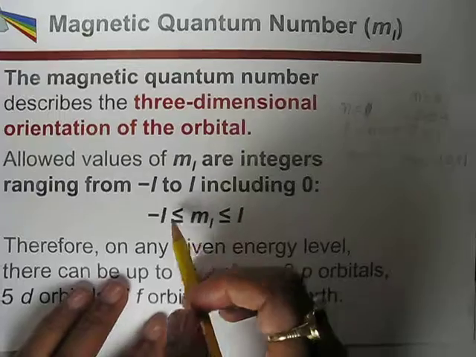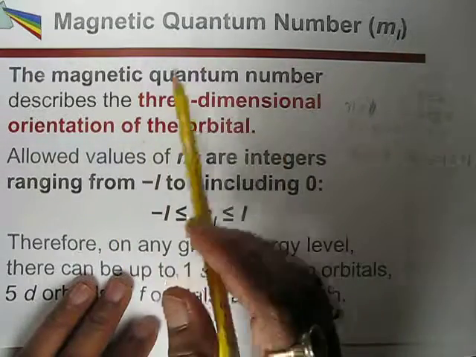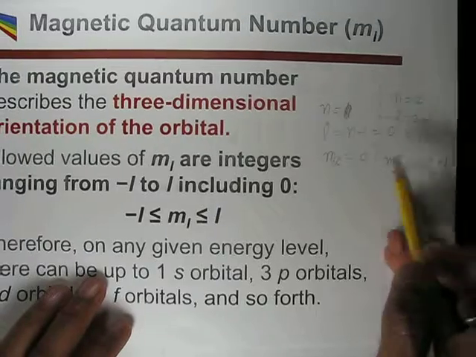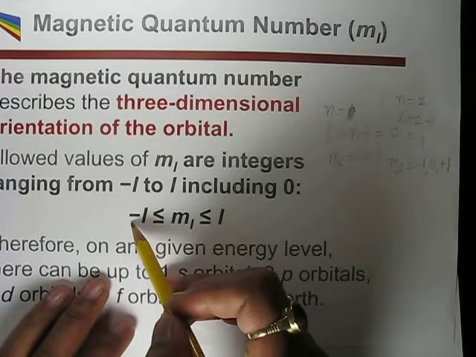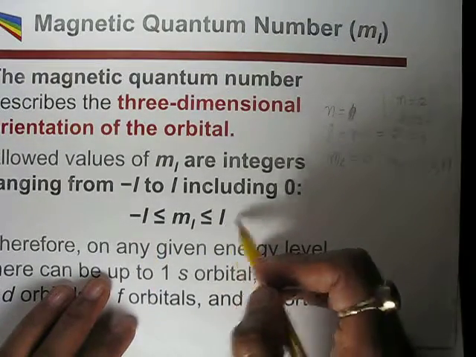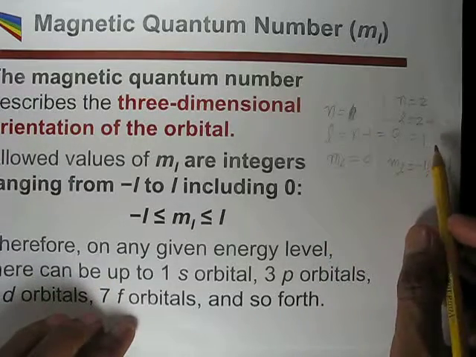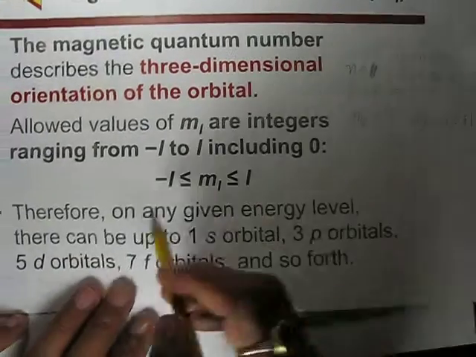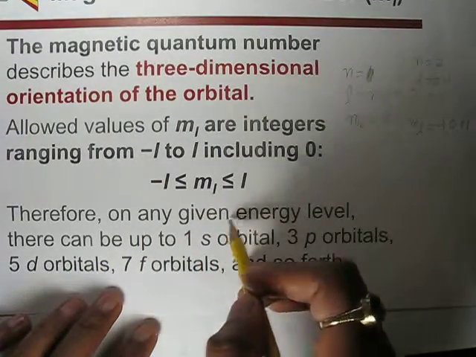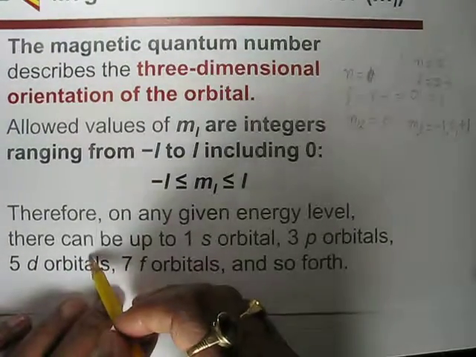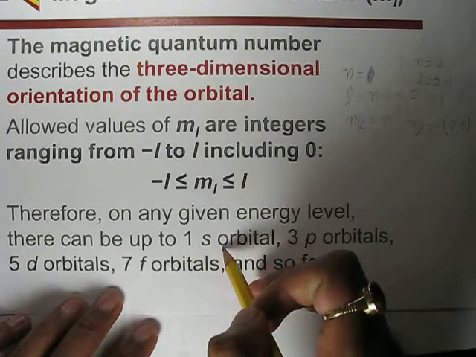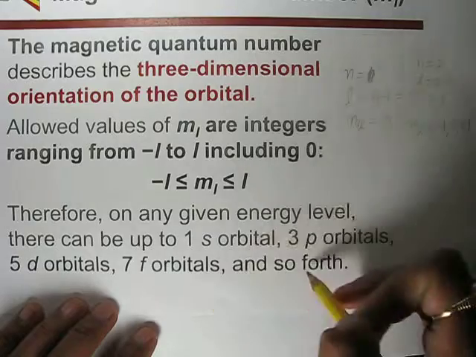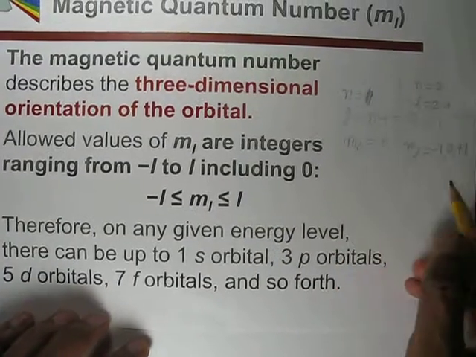So like that, the magnetic quantum number, small ml, will be equal to minus l to plus l, meaning minus 1, 0, and plus 1. Therefore, for any given energy level, there can be 1 s orbital, 3 p orbitals, and 5 d orbitals, and 7 f orbitals will be there, and so forth.